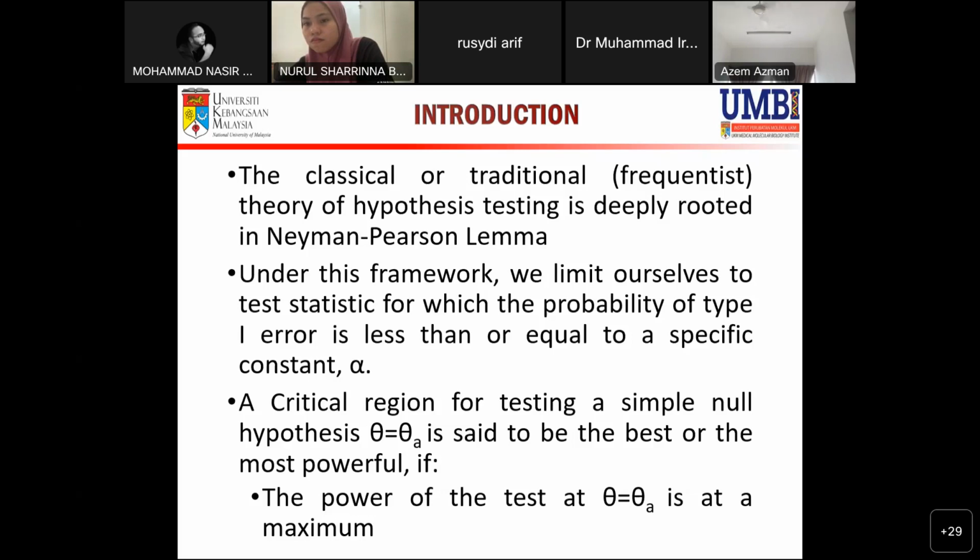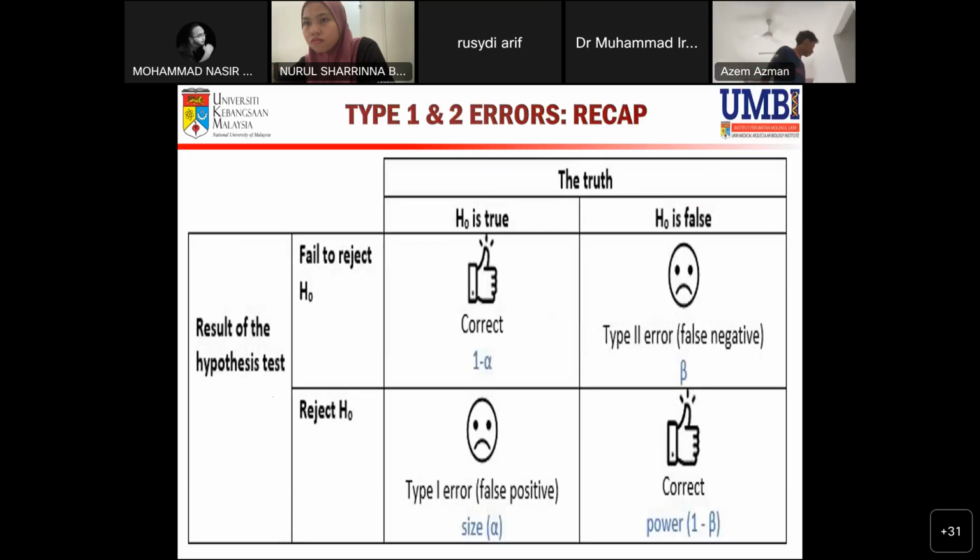So before we proceed further, let me give you an overview, but again, a recap. What are alphas and betas all about? What are the type 1 error and the type 2 error all about? It can be summarized in these simple diagrams.